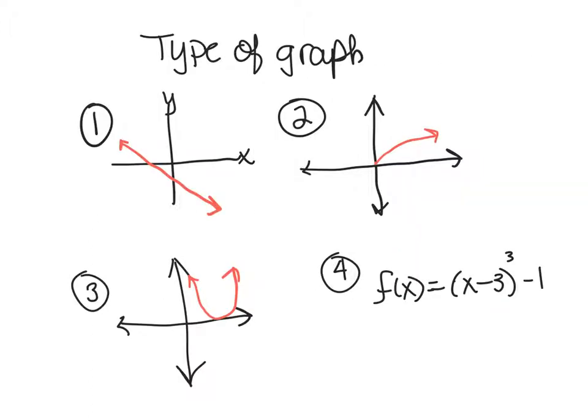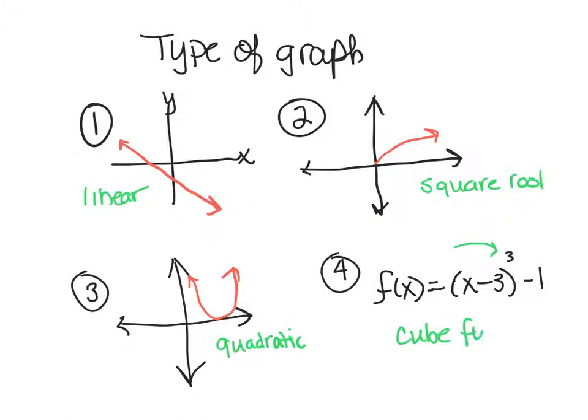Okay, the directions here are to say what type of graph it is. In number 1, this is a linear graph. Number 2, this is the square root graph. Number 3, this is a quadratic. We see the cup up. This one we don't have a picture, so we have to pay attention to the exponent. It is a 3rd degree, so it is a cube function.